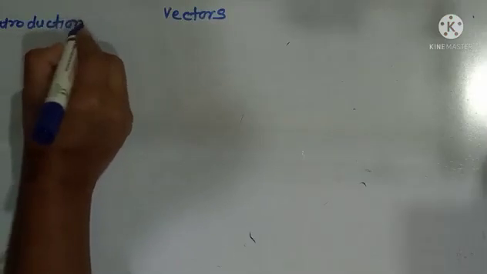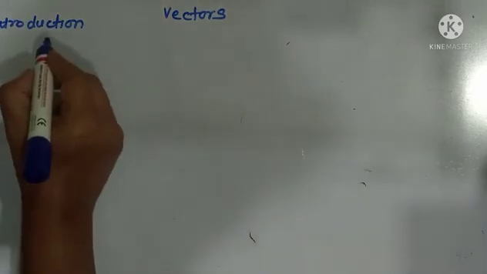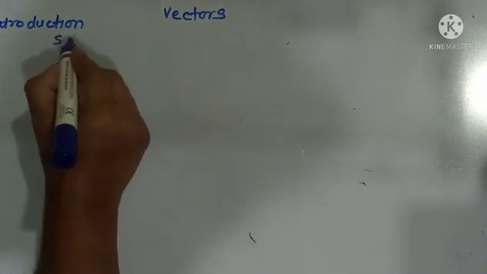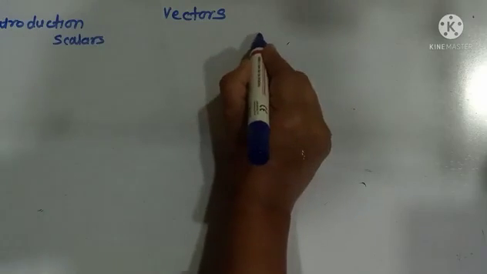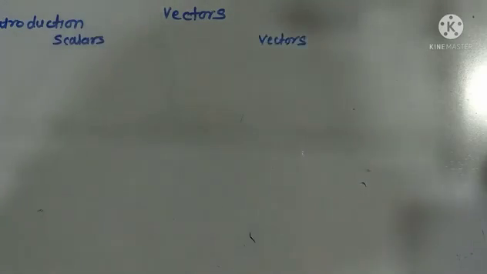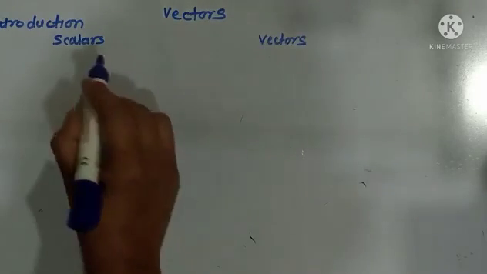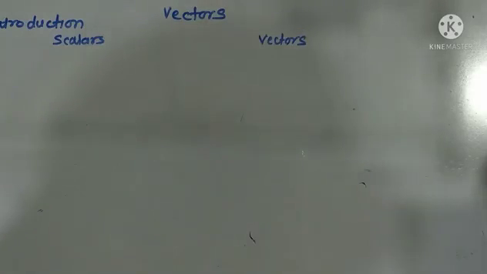So let us have the introduction of the vectors. First, let us see the difference between the scalars and vectors. In physics, there are two types of physical quantities called scalar and vector. What is meant by a physical quantity? In physics, what we measure is called a physical quantity.